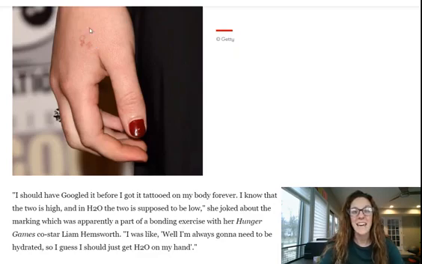And this is a picture of a tattoo on Jennifer Lawrence's hand because, according to this article in Vogue, she always wanted to remember to stay hydrated. So she wanted to put H2O on her hand. And she noted that she should have Googled this tattoo first that's going to be on her body forever, because if you notice H2O, she put a superscript up here, and in H2O the 2 should be a subscript. So even though Googling doesn't always give you the correct answer, maybe before you tattoo it, you would look.